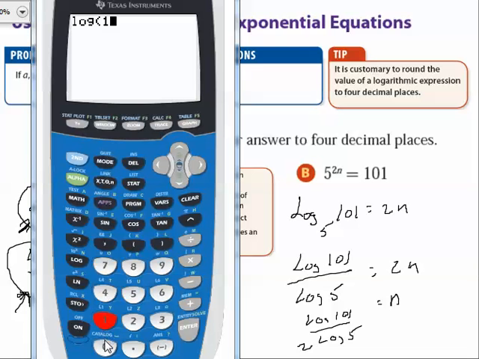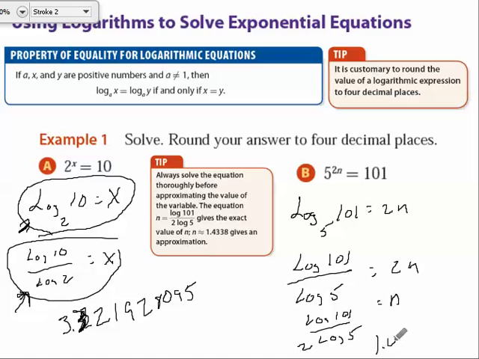Log 101 parenthesis divided by parenthesis 2 times log 5 parenthesis, that should be 2 parentheses there. Hit enter and you get 1.43. So n is equal to 1.433 dot dot dot. That's what I would use as my answer. Okay?